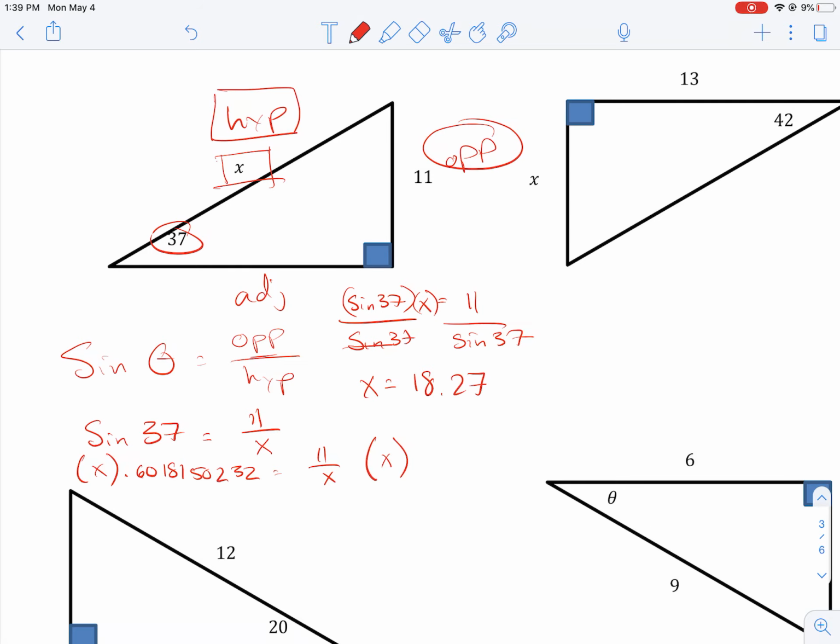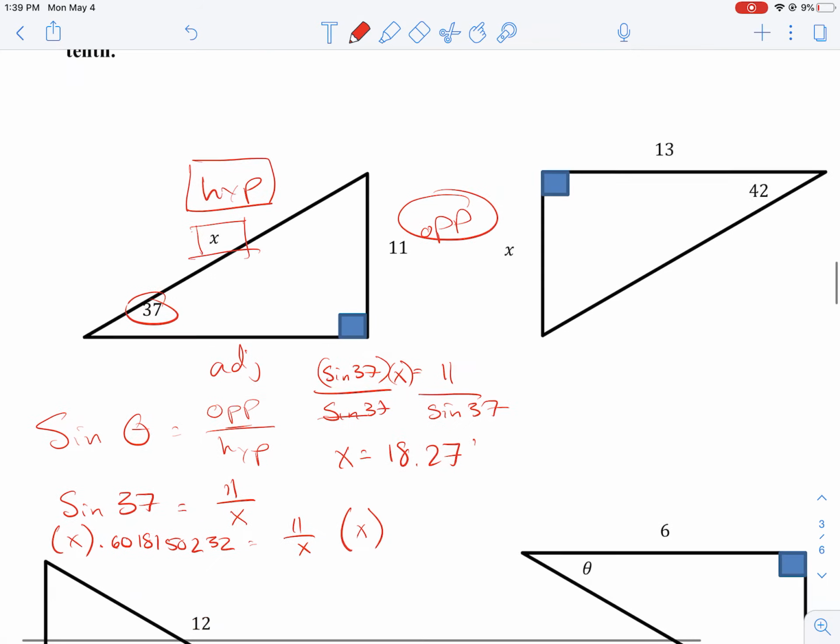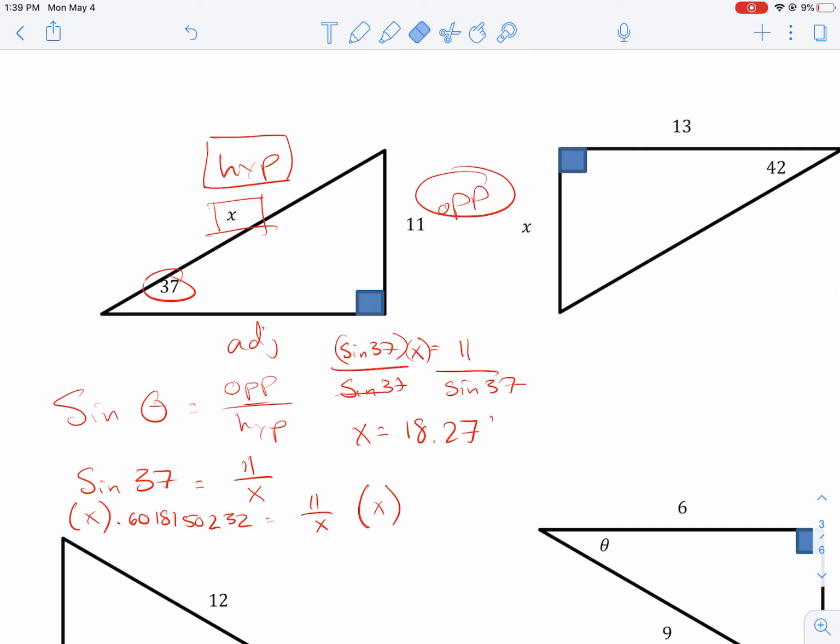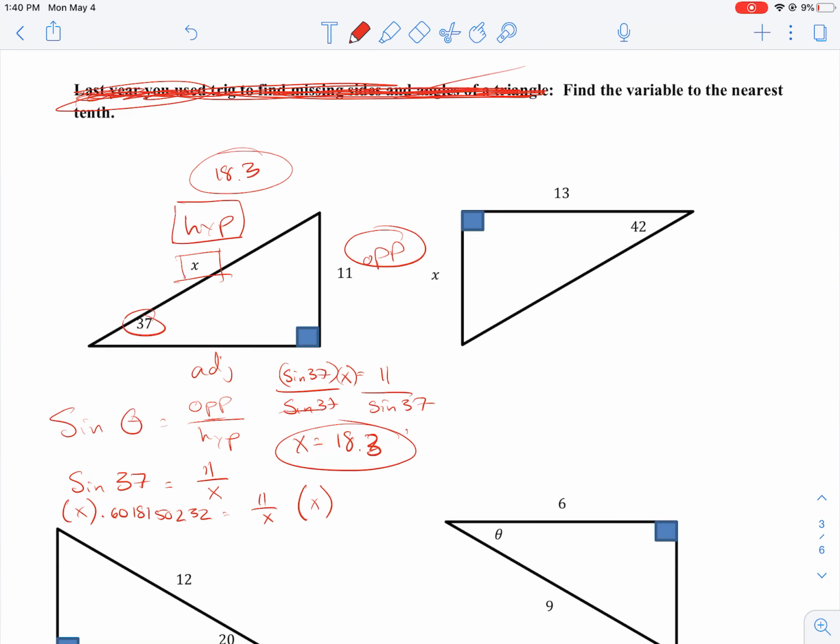18.27. This is rounded to what? The nearest tenth. So 18.3. Okay? That's what this side should equal. And that's all we have to do for that particular problem.